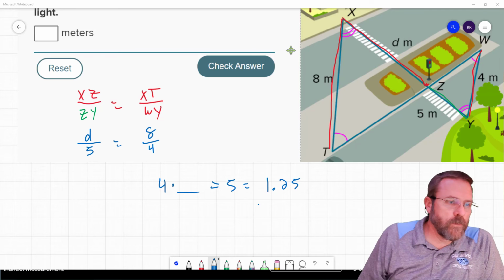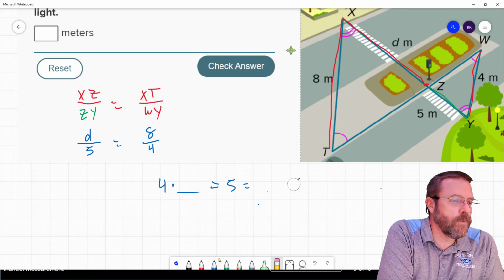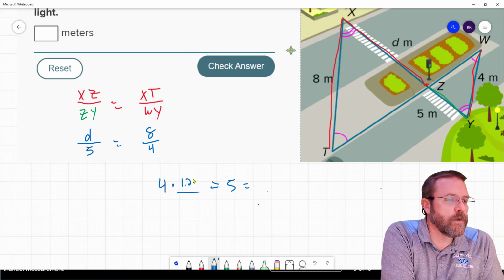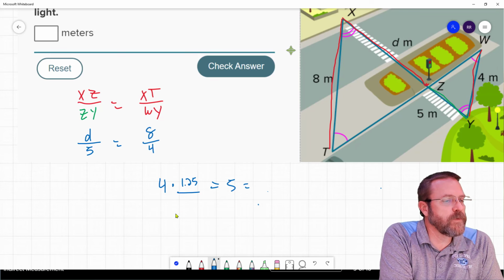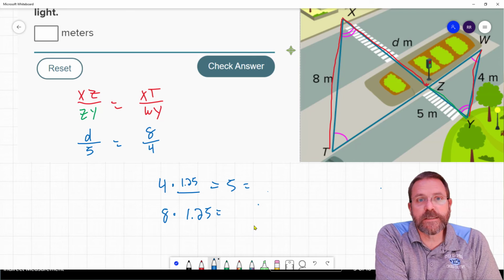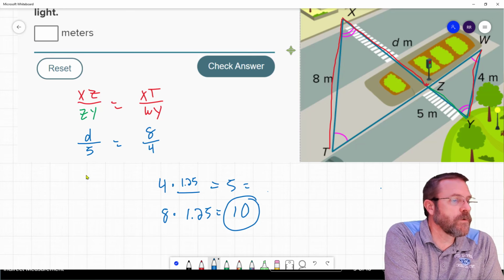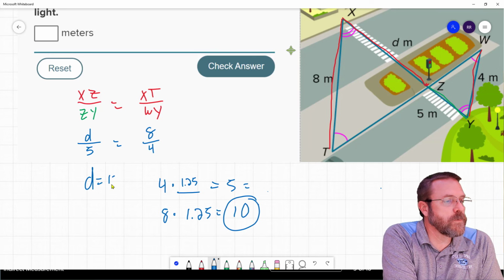I should not, however, have put that 1.5 there. Let me erase that. And that is going to go right here, 1.25. So now, if 4 times 1.25 is 5, then I can say 8 times 1.25. That's going to be our missing side length D. The answer to that is going to be 10. So I can now say that D is equal to 10.